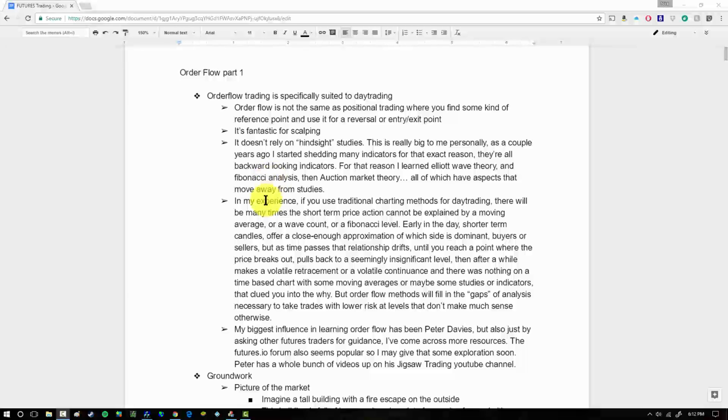But moving on to day trading, in my experience, if you use traditional charting methods for day trading, there will be many times the short-term price action cannot be explained by a moving average or a wave count or Fibonacci level.